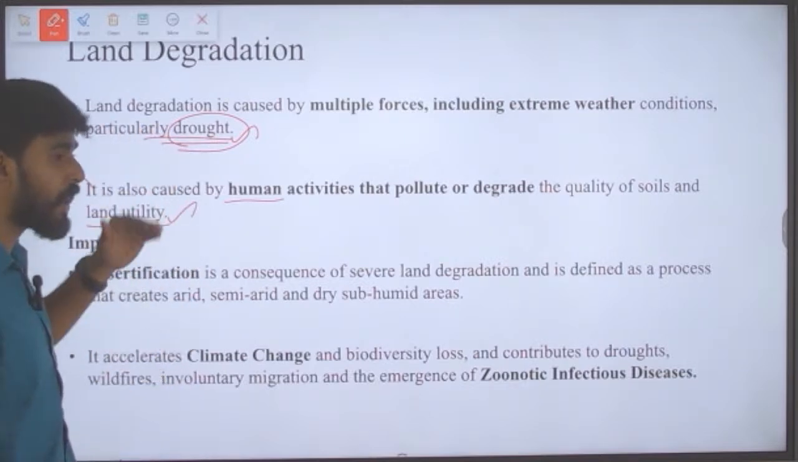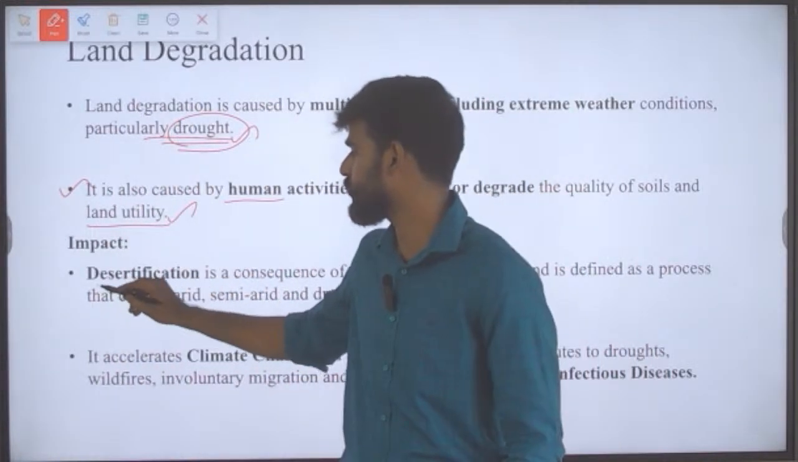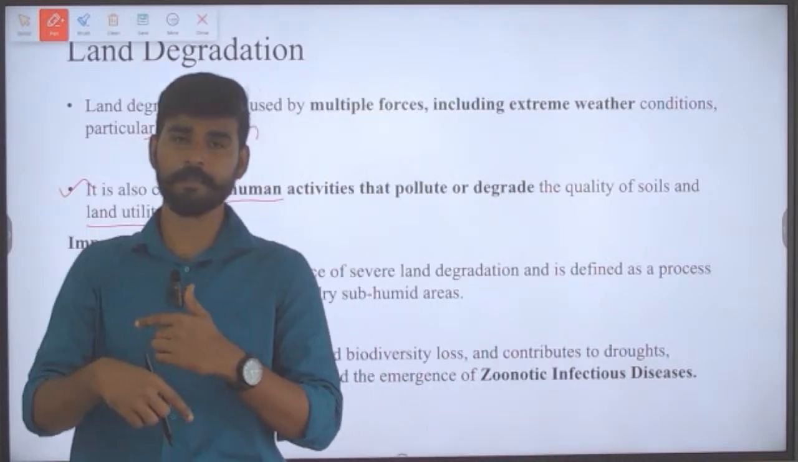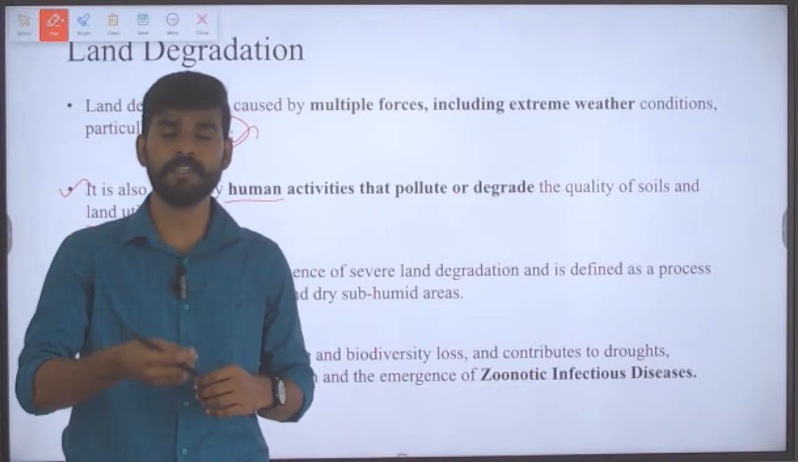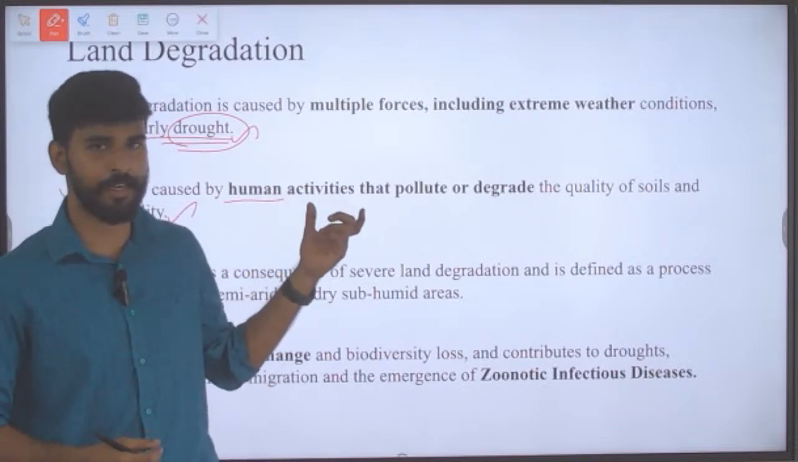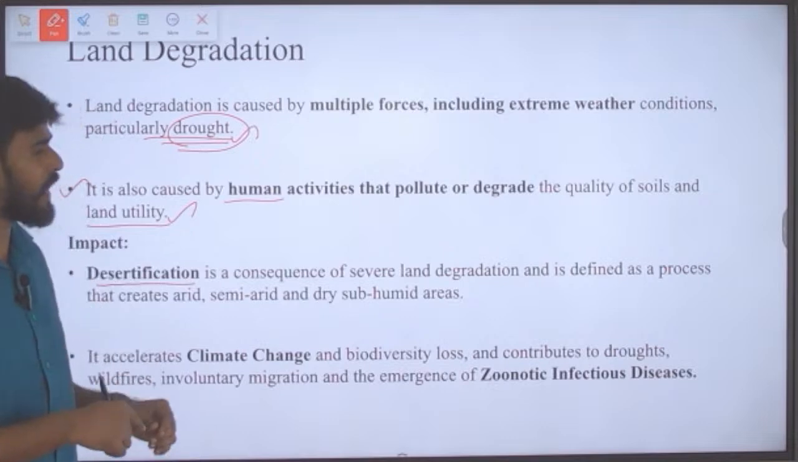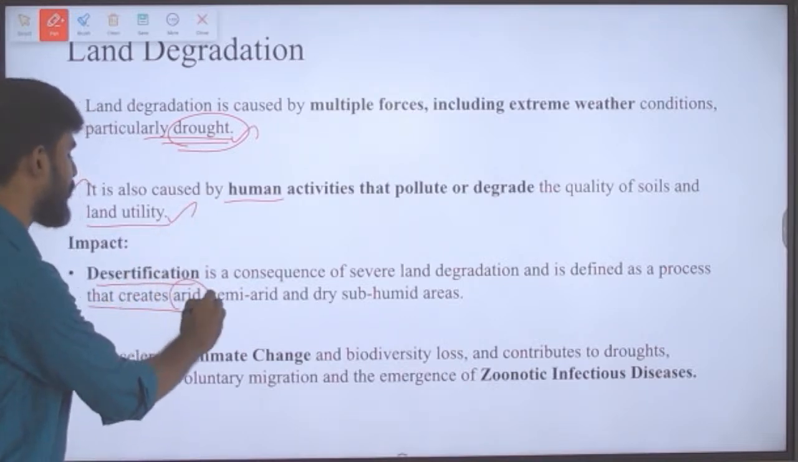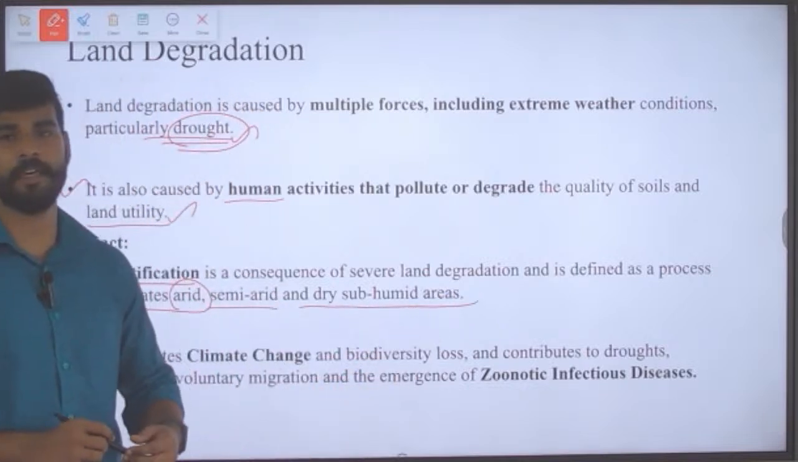And what are the impacts or implications of land degradation? The first and foremost is desertification. That is why land degradation and desertification are directly linked, and the convention's name is United Nations Convention to Combat Desertification. Desertification is a consequence of severe land degradation, and it is defined as a process that creates arid, semi-arid and dry subhumid areas.